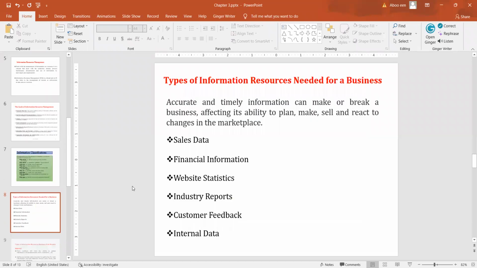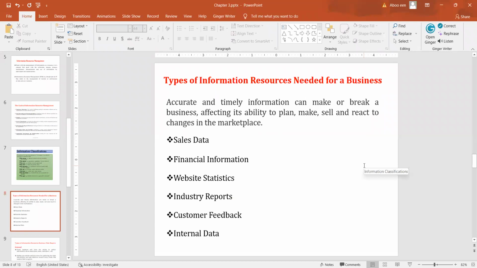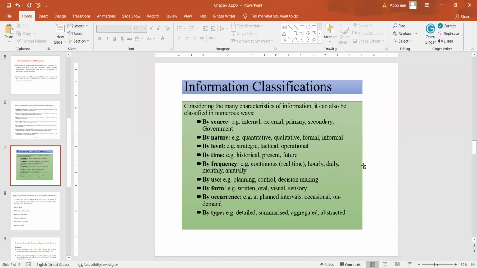Okay, let's move into this next slide. The type of information resource needed for an organization, business organization. What sort of information they need? For a business organization, what sort of information they need? Sales data. For a business organization, they need sales related data information to understand what is the current sales status for their product. Sales related information. Okay, great.